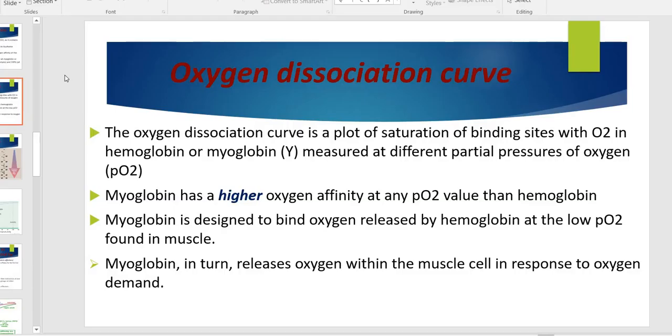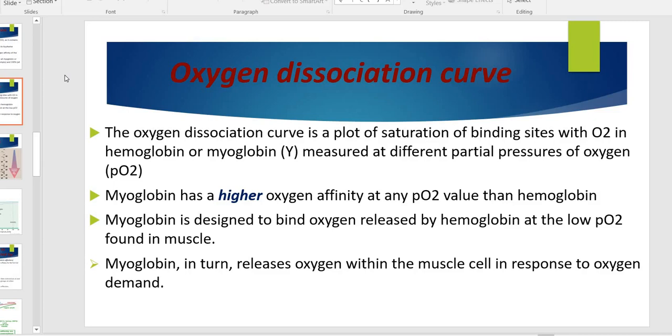Oxygen dissociation curve. What is the meaning of oxygen dissociation curve, or ODC? It's the plot between saturation of the binding site with oxygen in hemoglobin or myoglobin on the y-axis, measured against the different partial pressure of oxygen, PO2, on the x-axis.